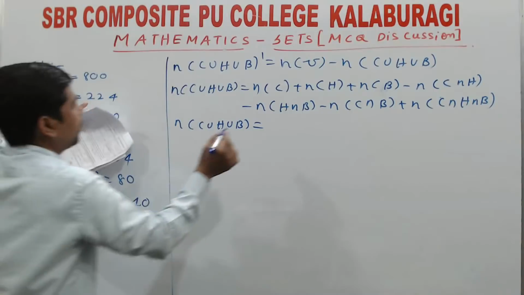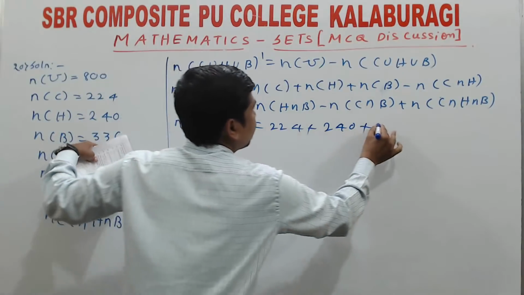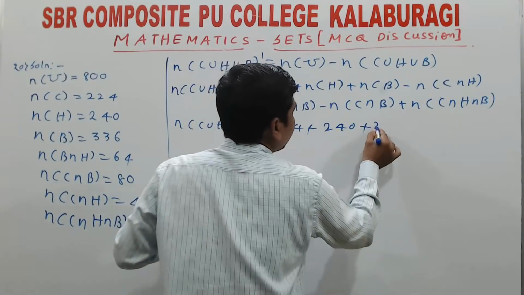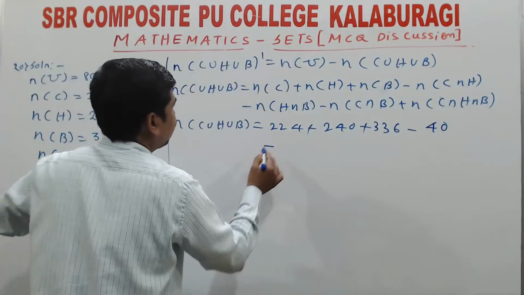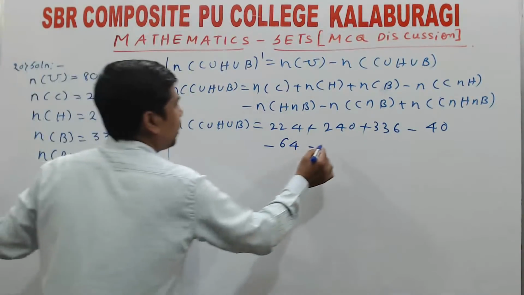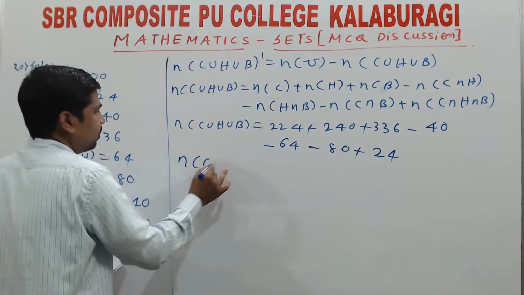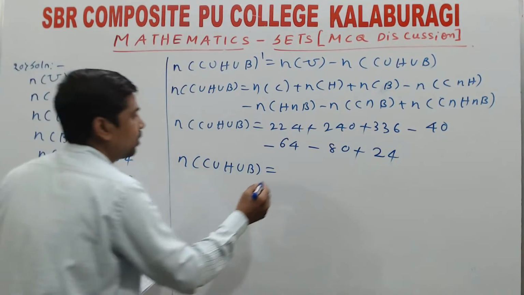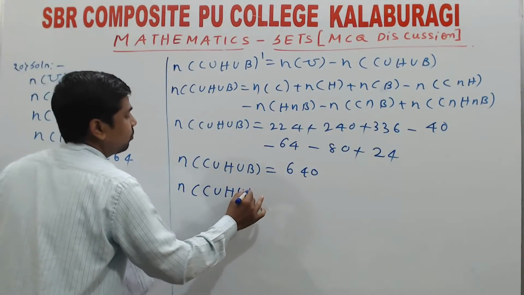n of C we know is 224. n of H is 240. n of B is 336. Then C intersection H is 40, H intersection B is 64, C intersection B is 80, plus C intersection H intersection B is 24. If you simplify this, everything comes to 640, then n of C union H union B whole dash.